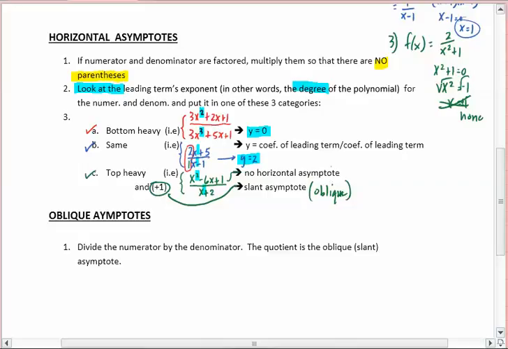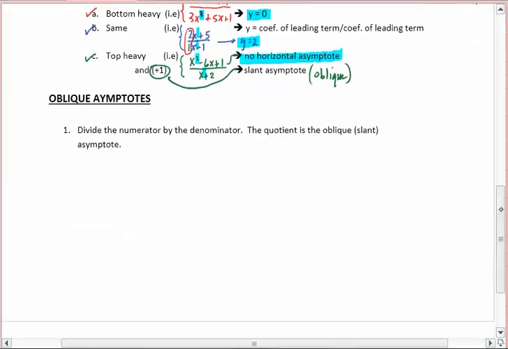Let me go back here and make sure we had this highlighted right. No horizontal asymptote, because it's top heavy on that one. Okay, let's take a look at the oblique. If the degree of the numerator is 1 greater than the denominator, then we have a slant asymptote, and the slant asymptote really is going to be a line. So let's take a look. I'm going to grab this example and bring it down here because it was a situation where the numerator was 1 degree larger than the denominator. We're going to take a look at what the slant asymptote is on this function.